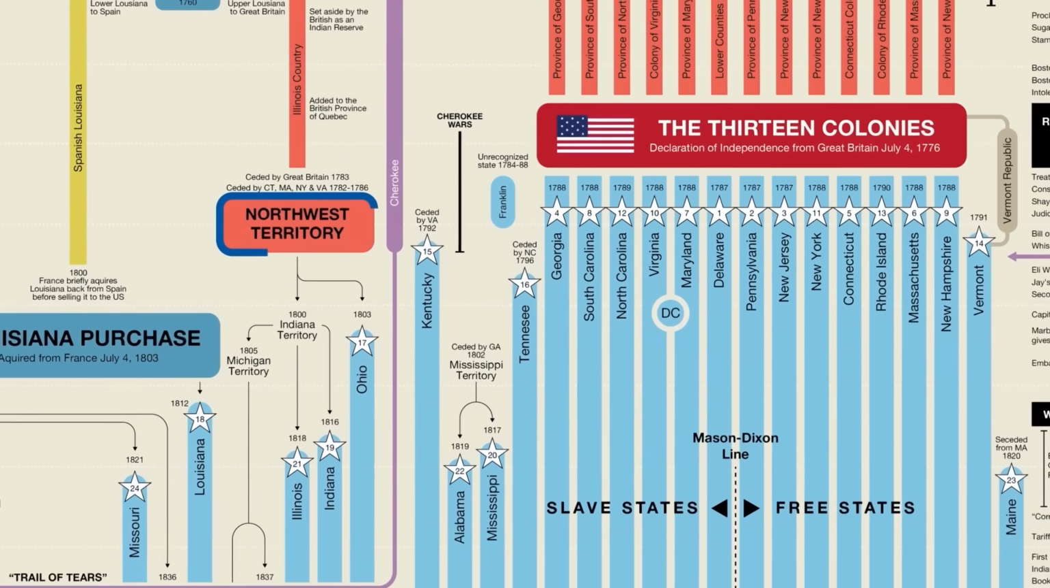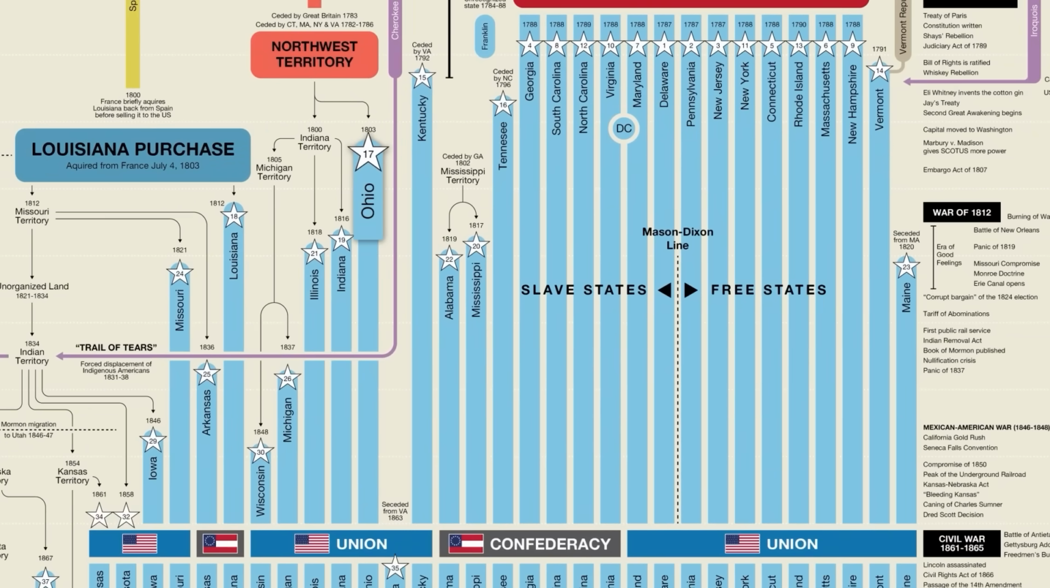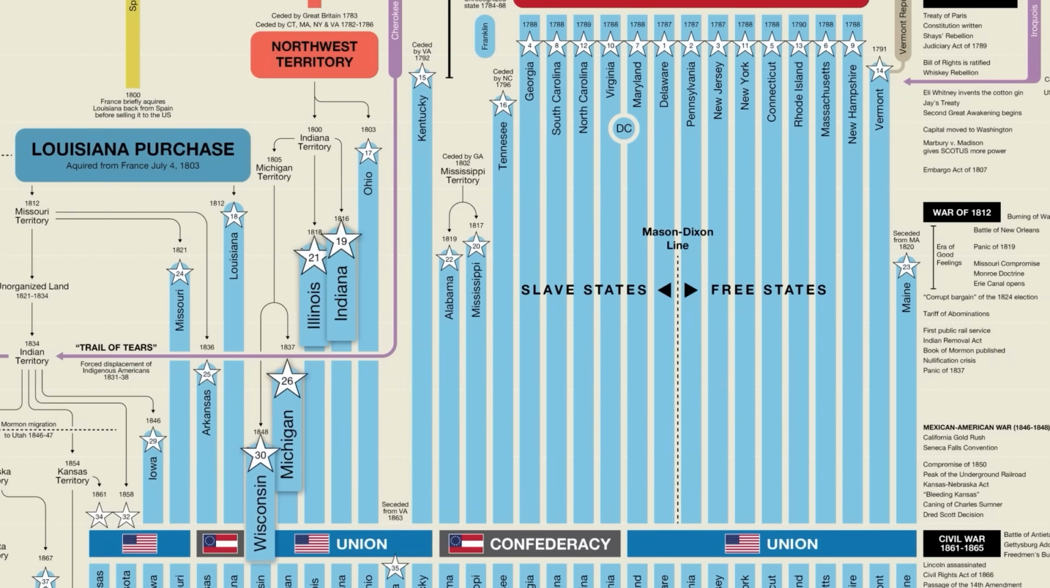Eventually, 5 new states would be formed out of it, the first being Ohio. The rest was split into Indiana Territory and Michigan Territory, with Indiana Territory eventually becoming Indiana and Illinois, and Michigan Territory eventually becoming Michigan and Wisconsin.